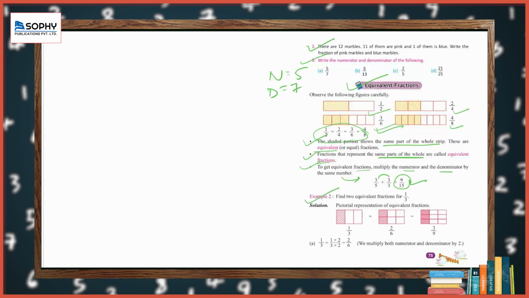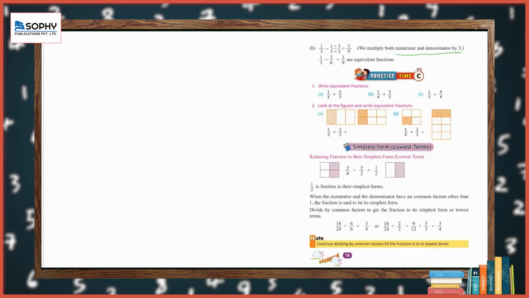In example number 2, we have to find two equivalent fractions for 1 by 3. Pictorial representation of equivalent fractions: that is 1 by 3, that is 2 by 6, and that is 3 by 9, and all are equal. So when we multiply 1 by 3 by 2 by 2, we get 2 by 6. Here we multiply both numerator and denominator by 3 and we get 3 by 9, and all three are equivalent fractions.